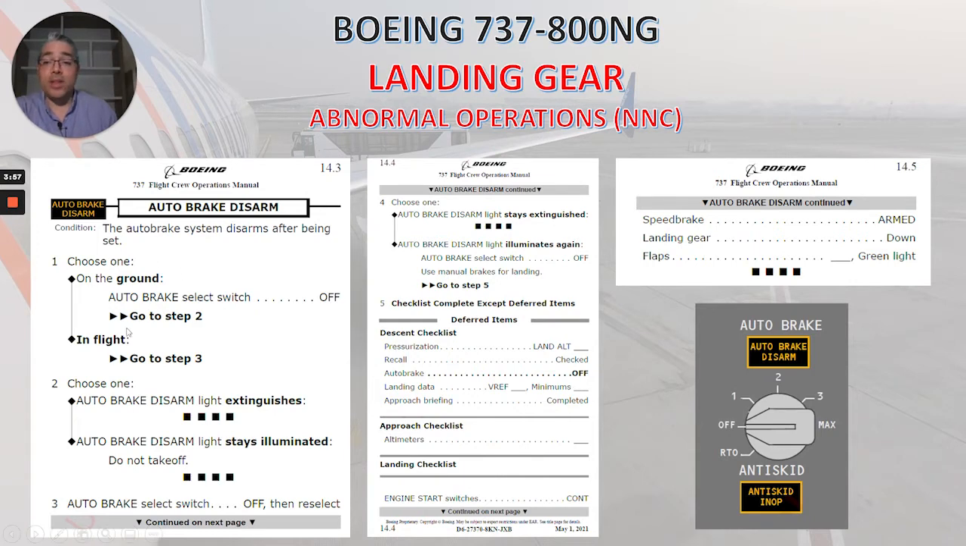If we are in flight, we'll go to step 3. Step 3 says auto brake select switch off, then reselect. Choose one. Auto brake disarm light stays extinguished. That's the end of the checklist. Auto brake disarm light illuminates again. Auto brake select switch off. Use manual brakes for landing. Go to step 5. Step 5, checklist complete except deferred items. Again, descent checklist, auto brake off. We complete the approach checklist, landing checklist.